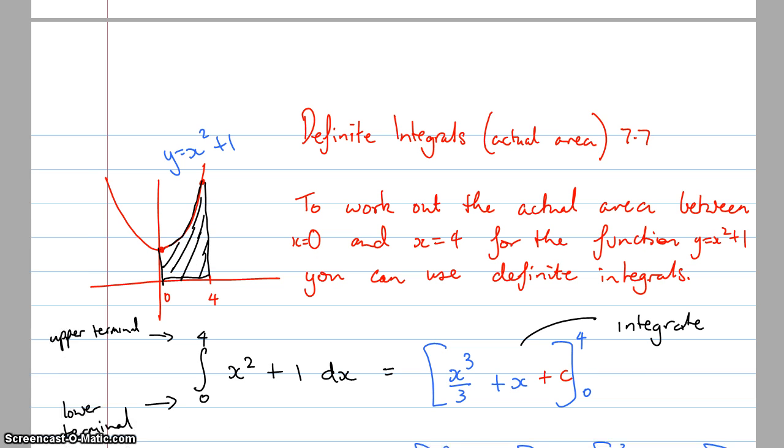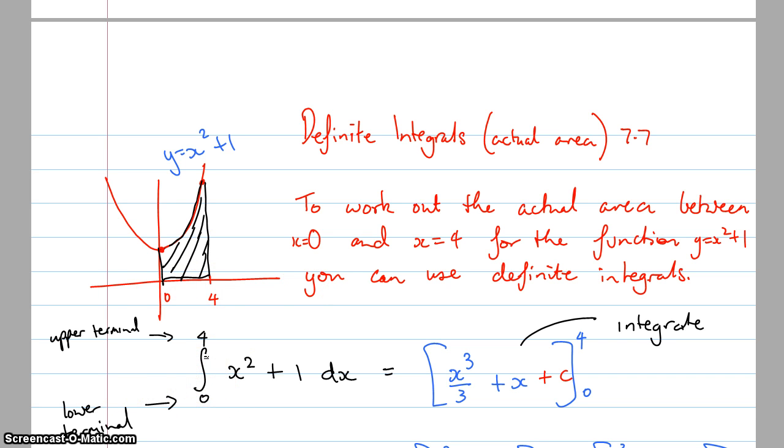So what I do is I set up the integration x squared plus 1 dx, but you'll notice here that I've got these two numbers here, 4 and 0. I call them terminals. I'm not sure if that's actually what they're called, but that's helpful for me. So I'm going to integrate this between the terminals of 4 and 0. 4 being the upper terminal, the furthest on the right, 0 being the lower terminal, the furthest on the left.